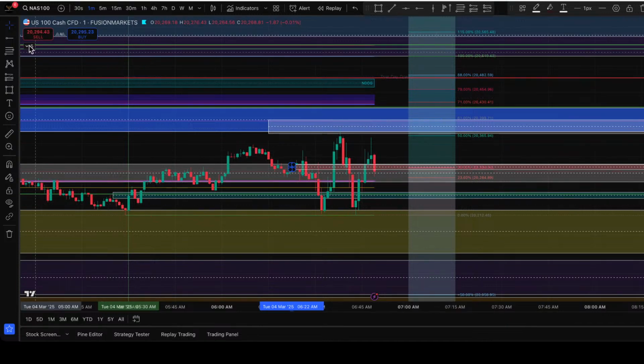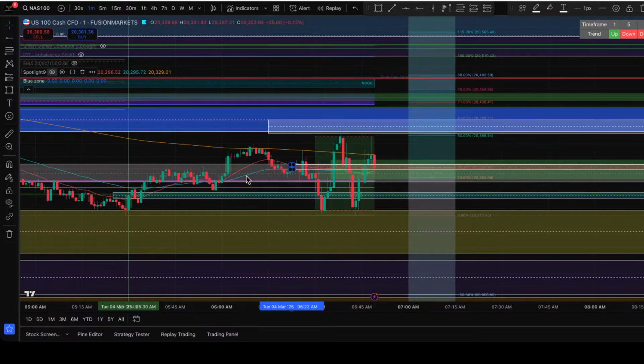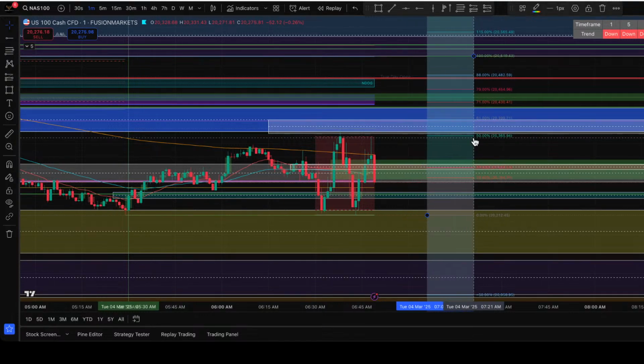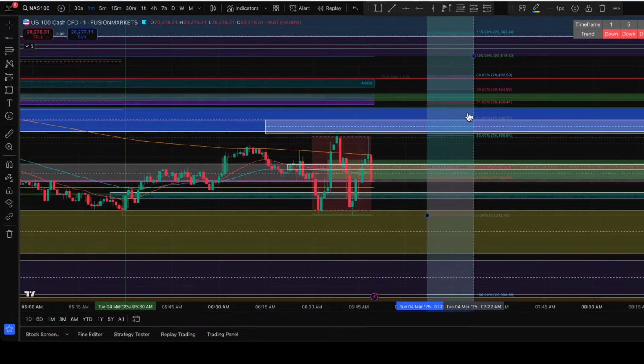Let's turn on the spotlight indicator as well just to see where our EMAs are. We're bouncing off the 238 on the 5M, or sorry, on the 1M. The longer we do this back and forth, the less I get interested. I've said this before, it should be easy. We haven't hit the 61% yet. It's our golden zone.